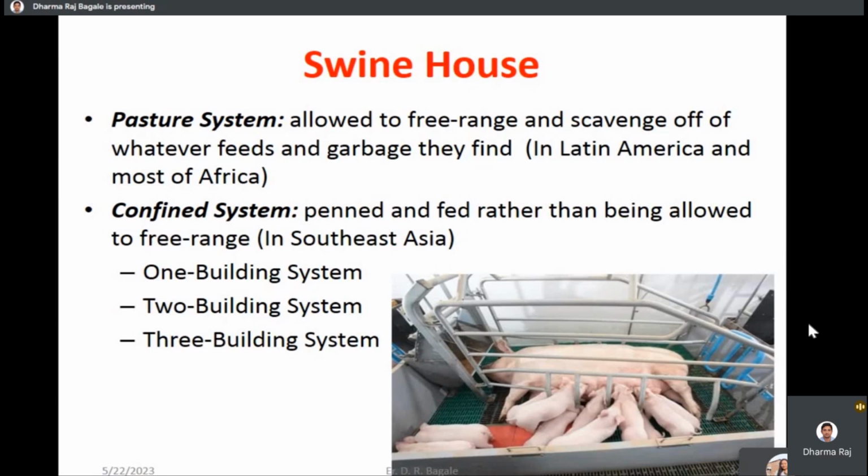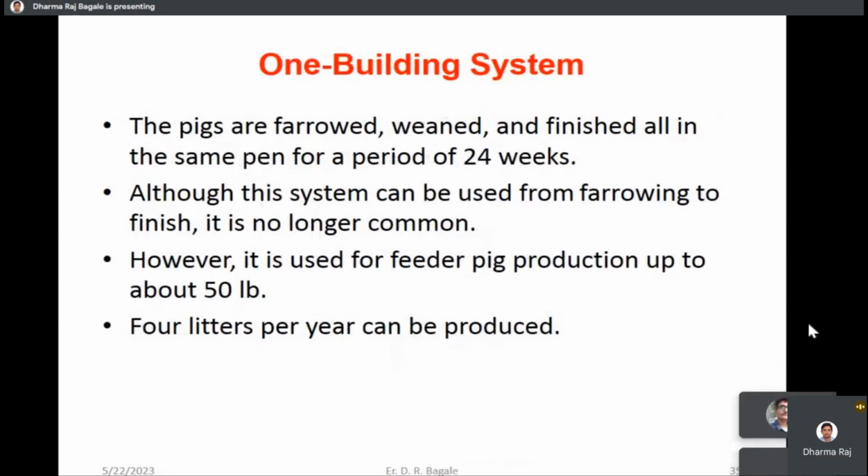And in the three building system, mainly in modern commercial farms, we can use three buildings where we can give special attention and care to the buildings. Let's see it in more detail.